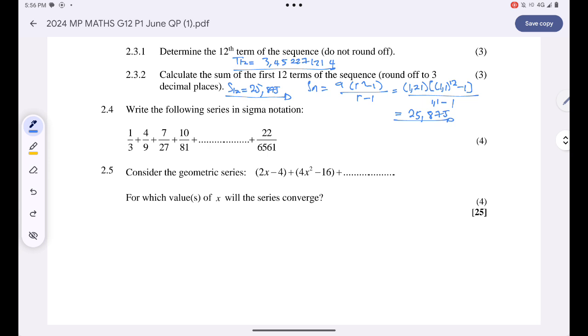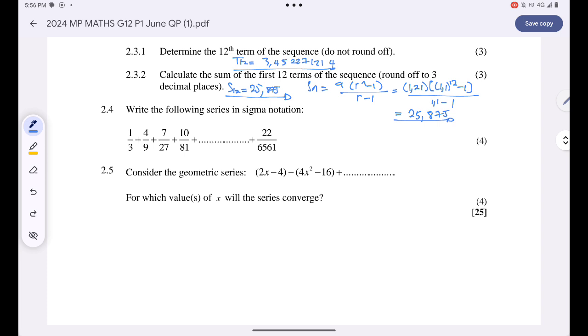2.4. I'm being asked to write the following series in sigma notation. Okay, if guys you are going to look at this series as a fraction like this, it wouldn't make sense to you. Are you together? However, you must look at it as numerators only and denominators only. If you check the numerators, your numerators form an arithmetic sequence, whereas your denominators form a geometric sequence.